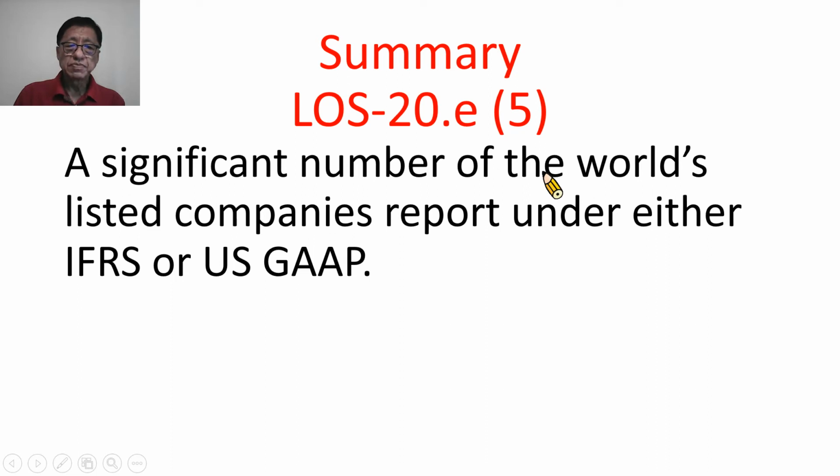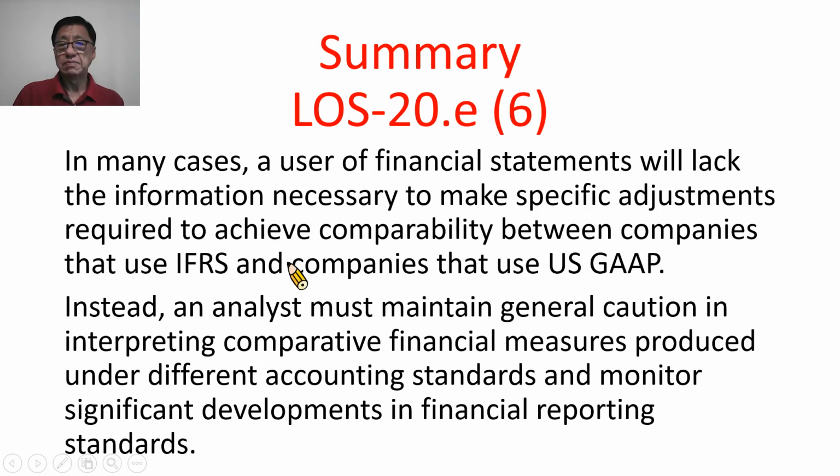他说全世界挂牌的公司大多数不是使用国际准则，就是美国的会计准则。第六个 summary In many cases, a user of financial statements will lack the information necessary to make specific adjustments required to achieve comparability between companies that use IFRS and companies that use US GAAP. 他说在很多个案里面使用财务报表的人他缺少需要来做特定调整所需的资讯，来达到介于使用国际准则的公司以及使用美国会计准则公司之间的比较性。Instead, an analyst must maintain general caution in interpreting comparative financial measures produced under different accounting standards and monitor significant developments in financial reporting standards.